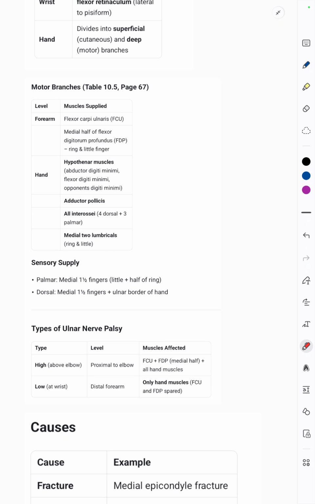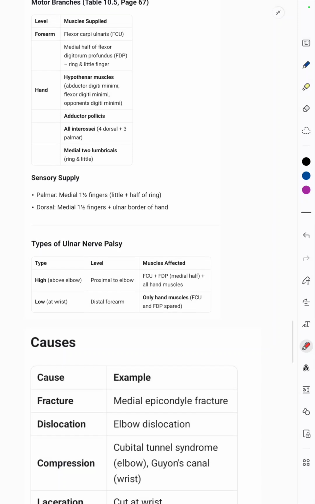So motor branches for the forearm are flexor carpi ulnaris and the medial half of the flexor digitorum profundus. In the hand, it supplies the hypothenar muscles, that is abductor digiti minimi, flexor digiti minimi and opponens digiti minimi, and adductor pollicis. Apart from that, all the interossei, that is 4 dorsal and 3 palmar interossei, and the medial 2 lumbricals are also supplied. Then sensory supply is to the medial 1.5 fingers on the palmar side, and on the dorsal side it also supplies the medial half of the fingers plus the ulnar border of the hand.